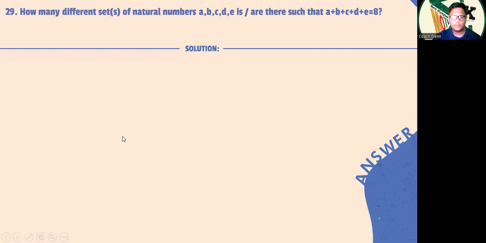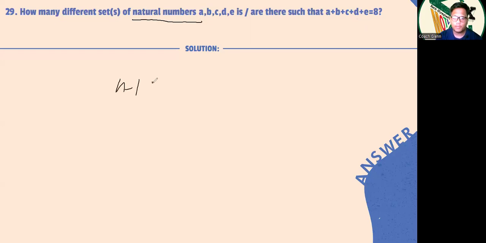How many different sets of natural numbers A, B, C, D, E are there such that A plus B plus C plus D plus E is equal to 8? Okay. So for this one, all we need to do here is use stars and bars without zero. Without zero because it's natural numbers.